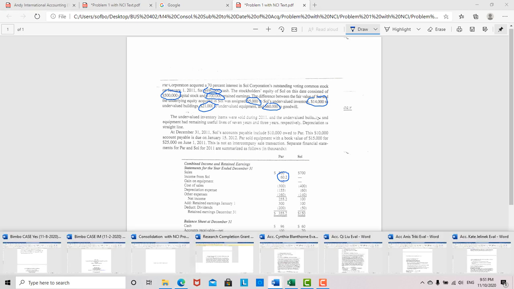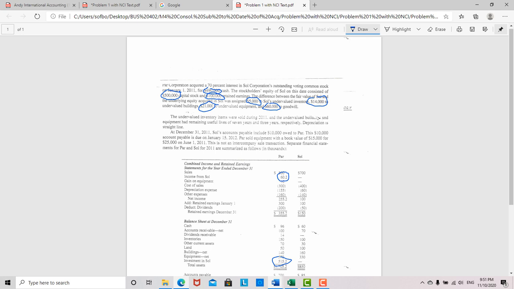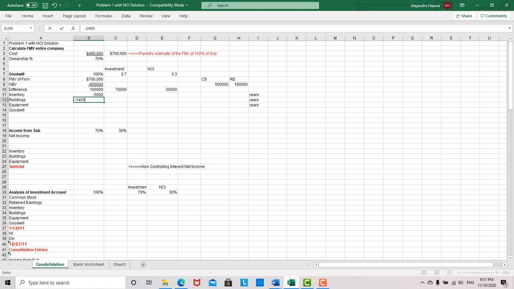And what they're assuming is that they've already done all the math work, and they have calculated that inventory is undervalued by 5,000, that buildings are undervalued by 14,000, so we'll subtract 14,000 there. That equipment is undervalued by 21,000, and we'll do minus 21,000 right there. And the remainder is goodwill, and they basically already told you.